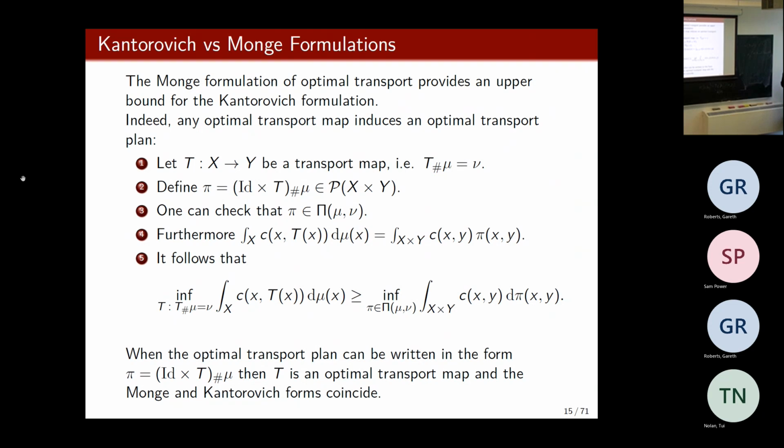Okay. So then towards the end, what I said before is kind of when we have an inequality. It turns out if my plan can be written in the form of a map, then the equality actually holds as well, and the Monge and the Kantorovich forms are the same. Can you repeat that sentence? Yeah. If I assume that my optimal transport plan takes this form here, so it is induced by a map T, then pi being optimal would imply that T is also optimal in the Monge sense.